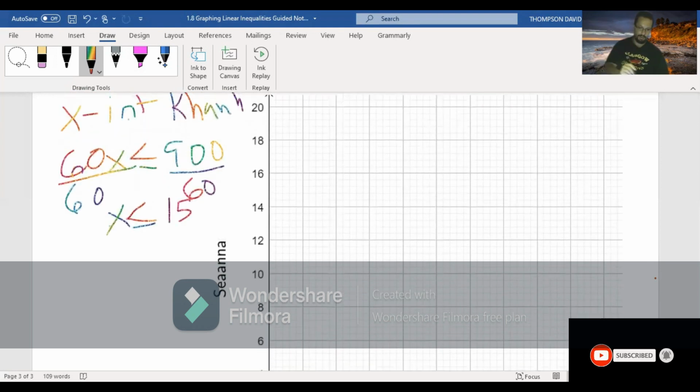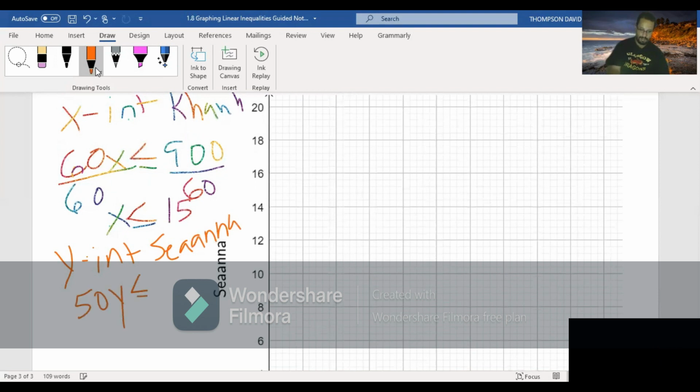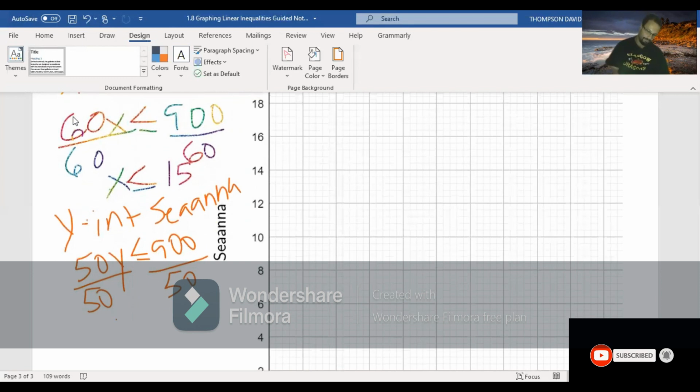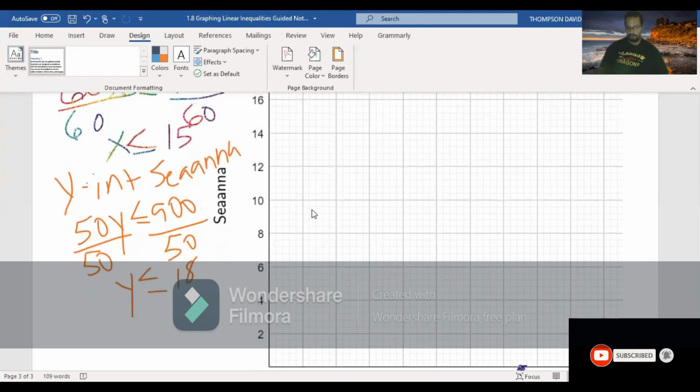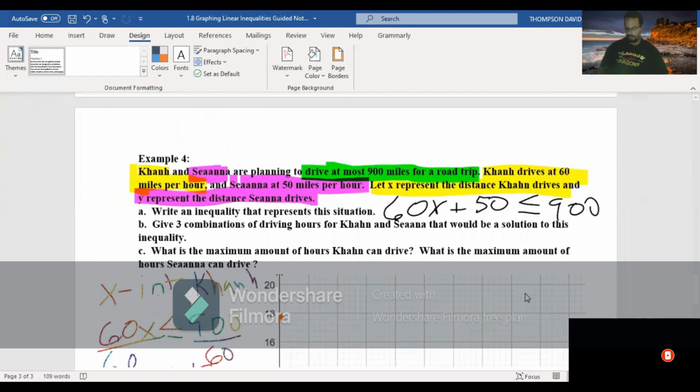And now we're going to deal with the y-intercept, which is going to represent Shauna. So that will be 50y is less than or equal to 900. Divide both sides by 50. And 900 divided by 50 is 18. So we have y is less than or equal to 18. So we're going to put a dot on the y-axis. And we are going to connect our 2 points. Shrink out just a little bit so you can see everything.